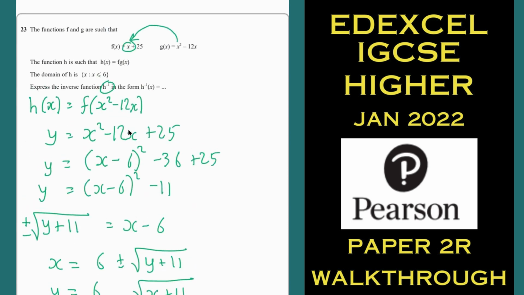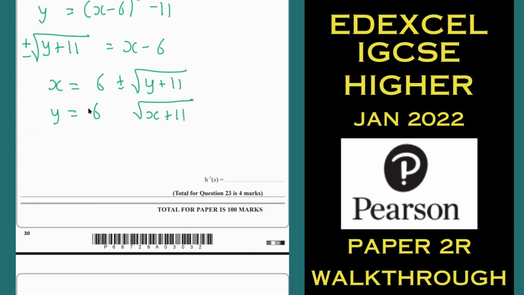But here's the doozy. The domain x is less than or equal to 6. In other words, domain and ranges, they flip about, but long story short, this whole thing needs to be less than 6. When you square root something, the smallest it can be is 0. So we don't want to be adding anything. So it's only the minus that we care about. And there we go.